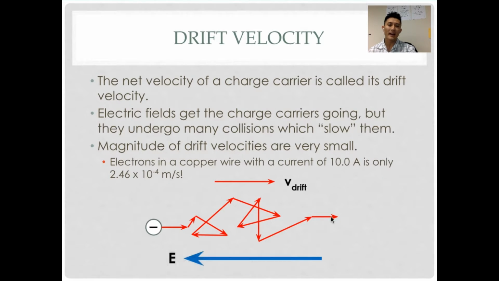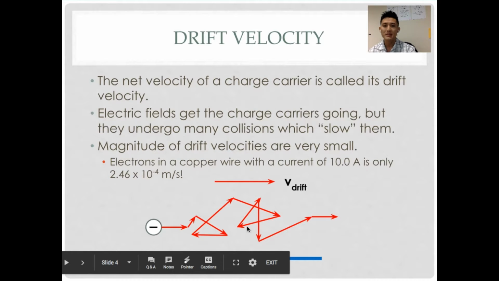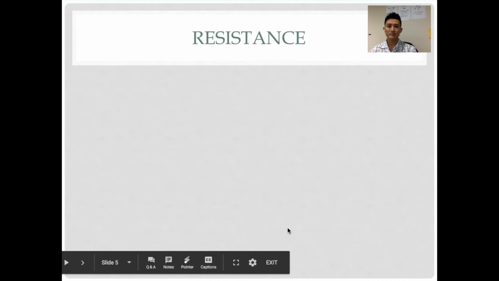So although I might have a current of 10 amps going to the left, the electrons are only moving at a very small velocity because of this really disorganized movement.